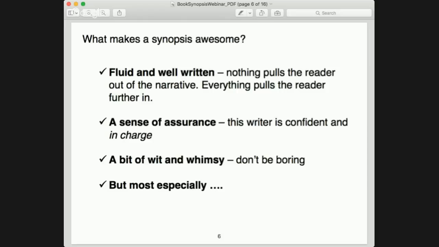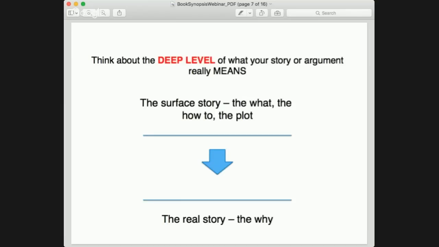So those are obviously the key things, but the thing most especially that you have to do no matter what is think about the deep level of what your story or argument really means. The surface story is what we see on the top level. It's the what, it's the how-to, it's the plot. And most people, when they make a mistake with their synopsis, it's because they stay at this level.